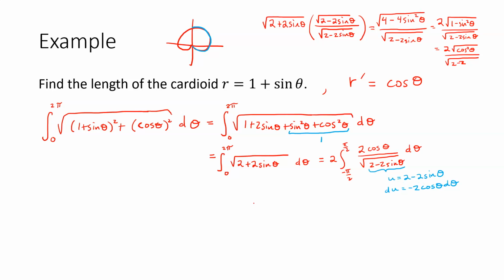So let's see what we get now. Our integral becomes 2 cosine theta d theta becomes negative du, so I'll put a minus 2. And then we have 1 over the square root of u, or here I'll just write u to the negative 1/2 power. Integrating that will become 2u to the positive 1/2. Here I'll put the u back in so we can evaluate it from negative pi over 2 to positive pi over 2.